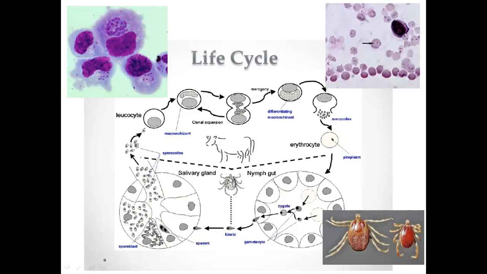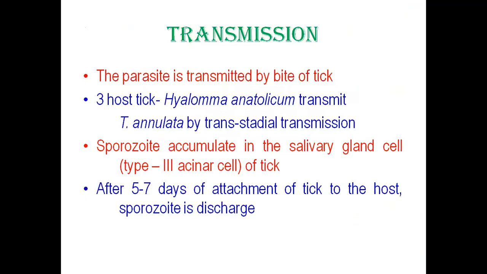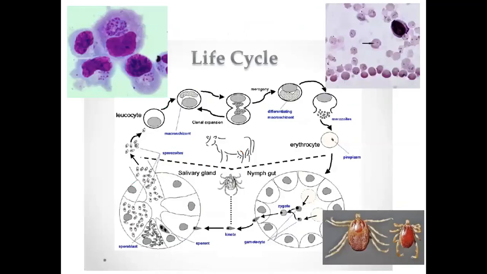Inside the salivary gland, in type 3 acinar cells of the salivary gland of a tick. I'm repeating, type 3 acinar cells. I'm just going to show you. So the sporozoite accumulates in the type 3 acinar cells of the salivary gland. Then they are waiting for the host. Let's say this is a nymph, and when it becomes an adult, there will be formation of sporozoites. So when the adult tick climbs onto the cattle, then after 5 to 7 days, it will inject the sporozoites, completing the life cycle.